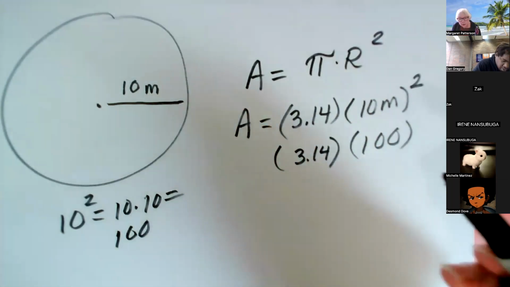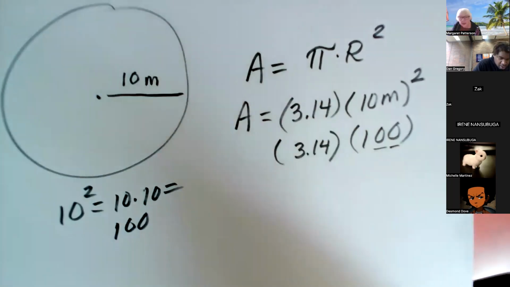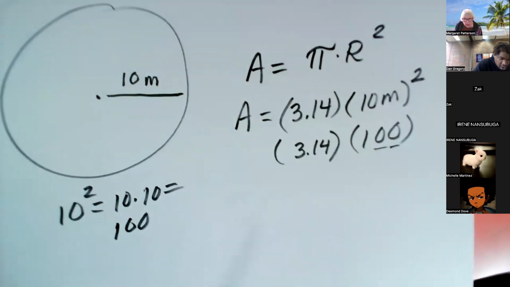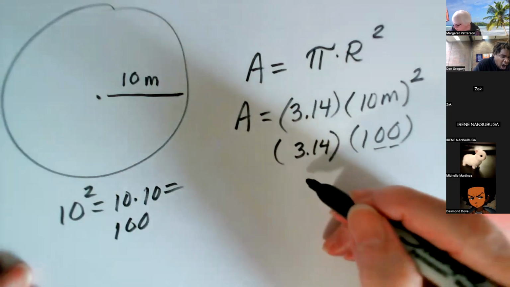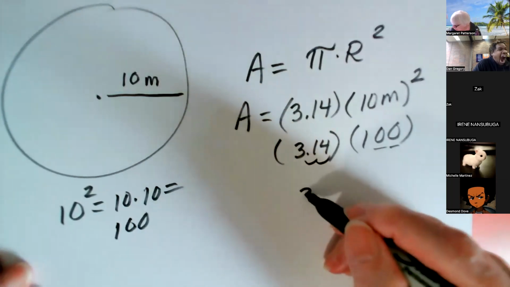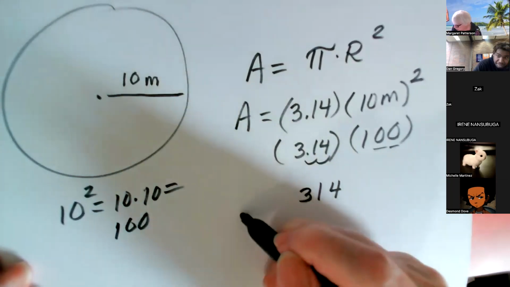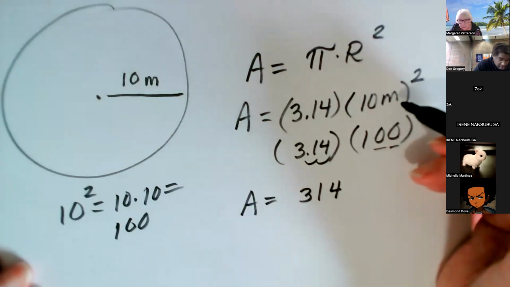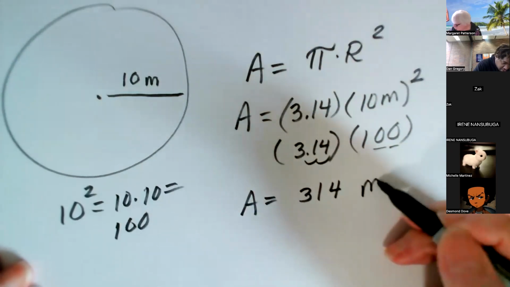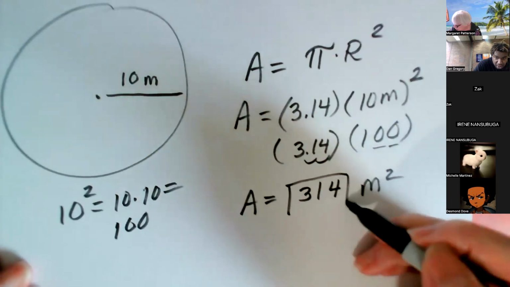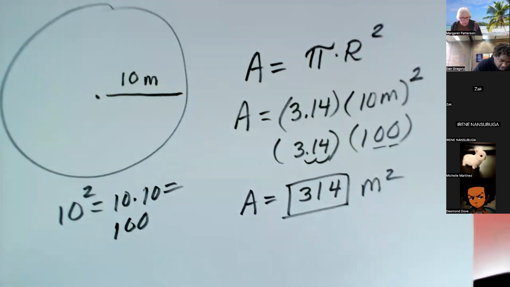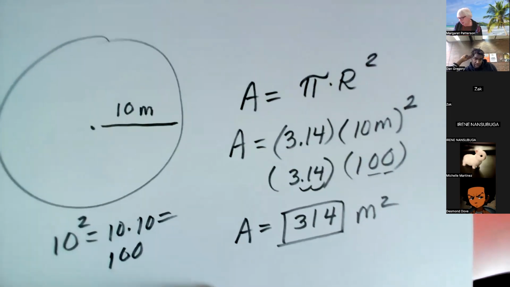So I did my 10 squared, it's 100. 3.14 times 100, when you multiply it by 100, the decimal moves over 2 places to the right. And so 314. And meter times meter would be square meter, but you only have to enter the number. How do you like it? I like it.